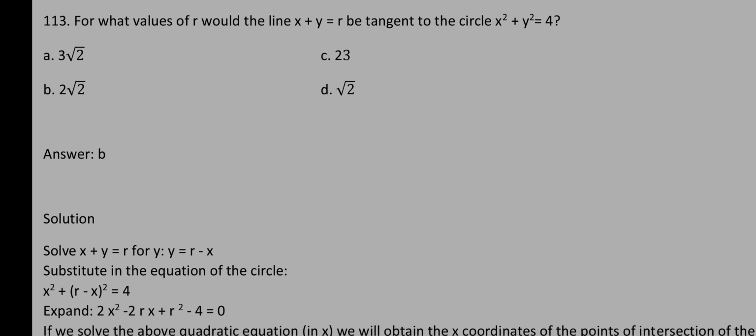Next one, problem 113. For what values of R would the line x plus y is equals to R be tangent to the circle x squared plus y squared is equals to 4? Sagot daw dyan ay letter B, 2 square root of 2.